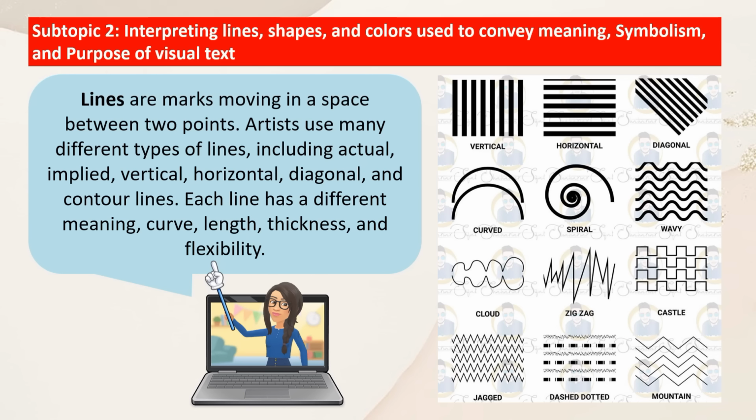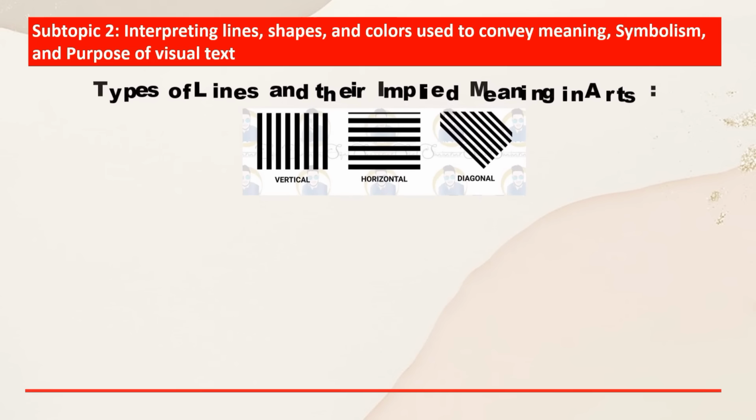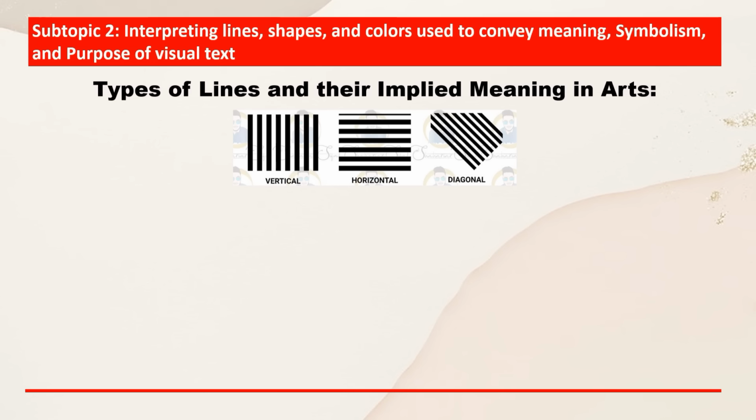Lines are marks moving in a space between 2 points. Artists use many different types of lines, including actual, implied, vertical, horizontal, diagonal, and contour lines. Each line has a different meaning, curve, length, thickness, and flexibility. Let's now discuss about types of lines and their implied meaning in arts.